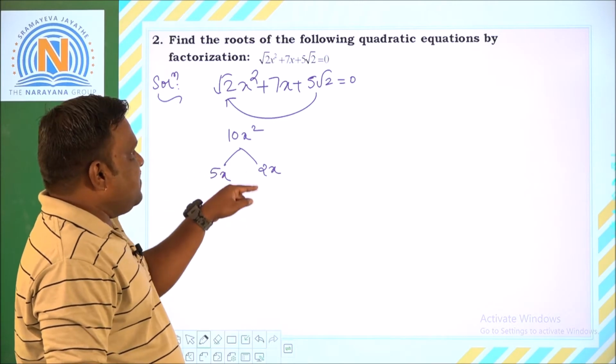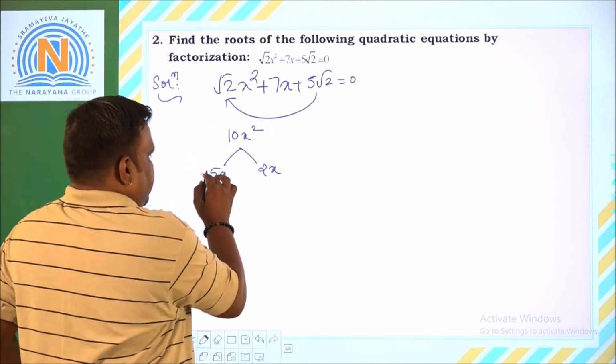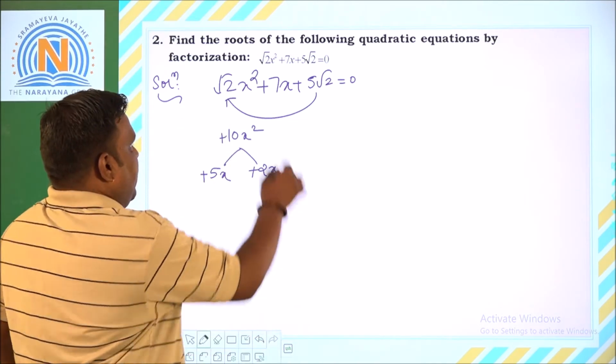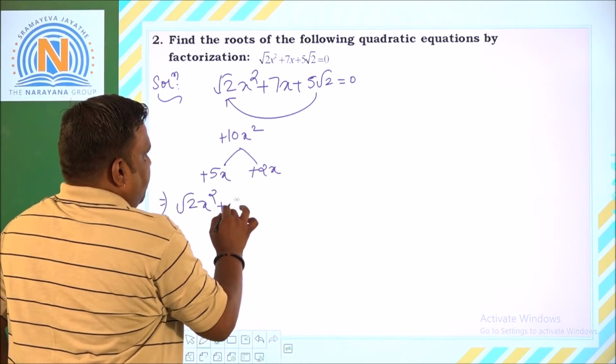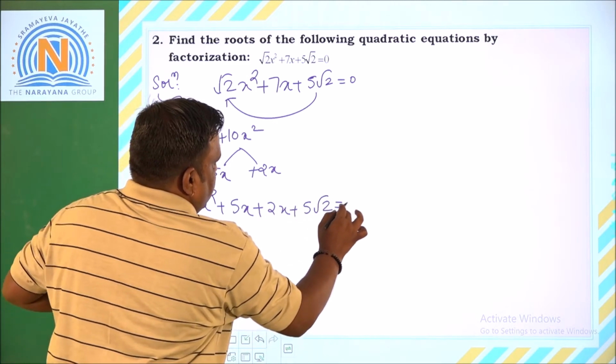So how to decide the sign of this? See the sign of the middle term. The sign of the middle term is plus, so keep the plus for both of these, since I want plus 10x square. So now in place of 7x, substitute these values. That means root 2 x square plus 5x plus 2x plus 5 root 2 is equal to 0.